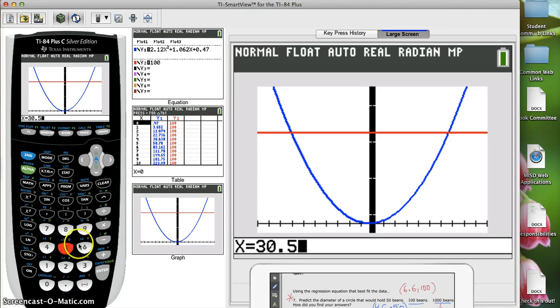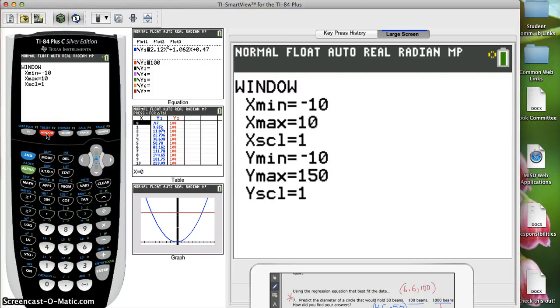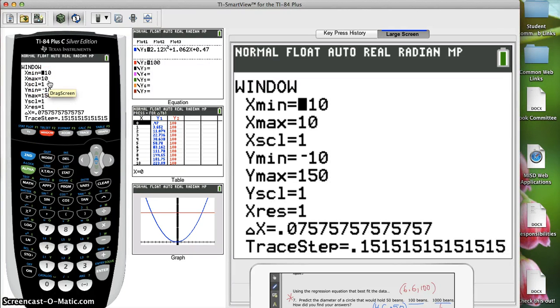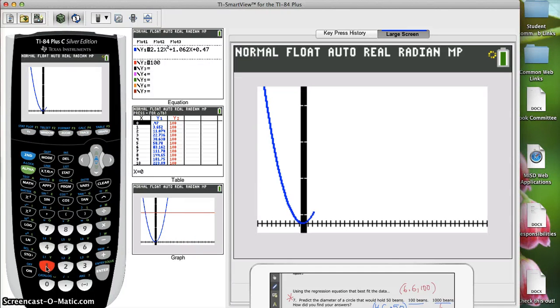Now most likely when you press enter, it's going to tell you invalid. And do you know why? Because I entered an x value that is way bigger than the window that I have. So let me quit. Now what is the x maximum that I have over here? 10, right? And you want an x of 30.5, so you need to have an x maximum that's higher than that number. Okay, so now if you do second trace again and do number 1, because now you have the x value, you can enter it. It will ask you for the x, right?